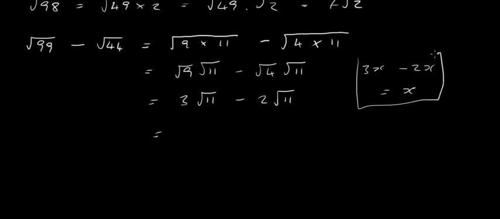So this is the kind of thing we're doing. Because we have the same surd here and here, we can add them or subtract them. So 3 of these root 11s minus 2 will just give me 1 root 11, or just root 11.